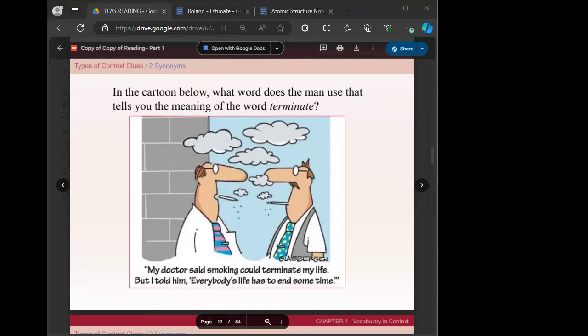So you kind of have to be imagining what would normally happen in that scenario or what we would normally feel. So, for example, my doctor said smoking could terminate my life, but I told him everybody's life has to end sometime. So, in that case, if you think about it, you could think, what would normally happen if we smoke? Well, it could kill us. So that's another way that we could figure out that terminate means end.